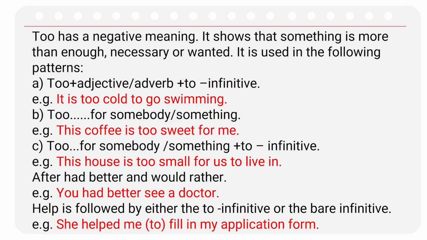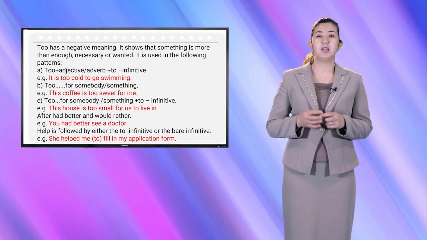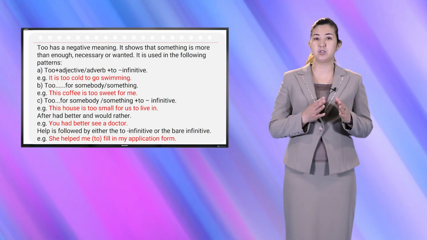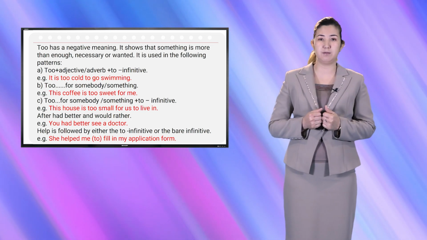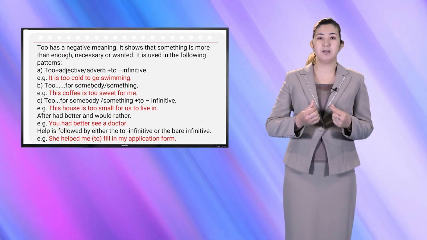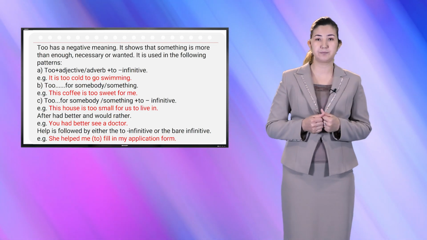The next pattern is too plus for something or somebody. The coffee is too sweet for me. In the next pattern, too plus for somebody or something plus to do something. The weather is too cold to go swimming.